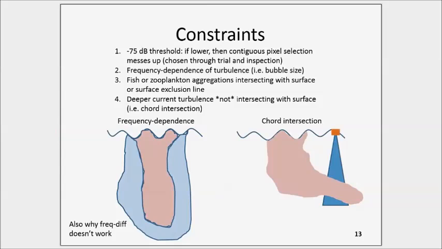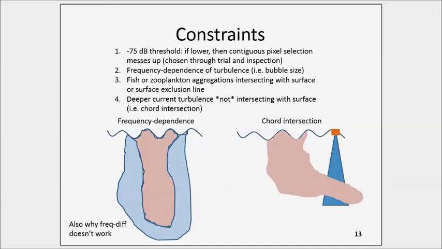The third point Gail has already made, that you may indeed have fish or zooplankton aggregations intersecting with your surface itself, or where you've arbitrarily chosen that surface exclusion line. So that's something to be aware of, and you can be clever about where you put your lines and your logical analytic regions, but it's a constraint for bulk processing.